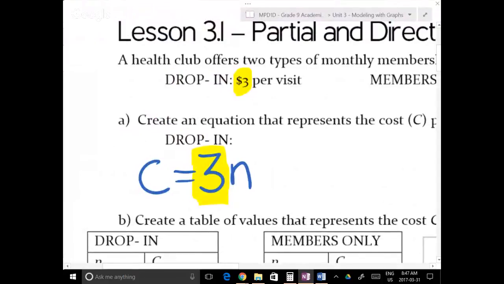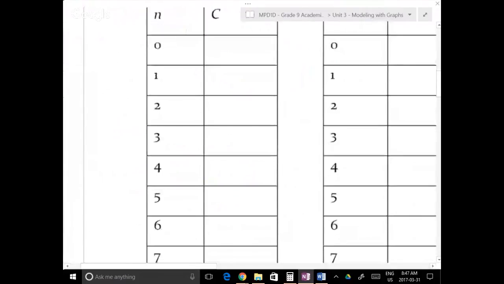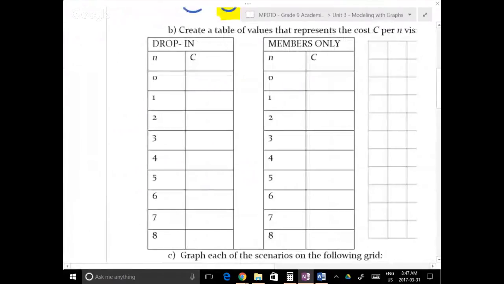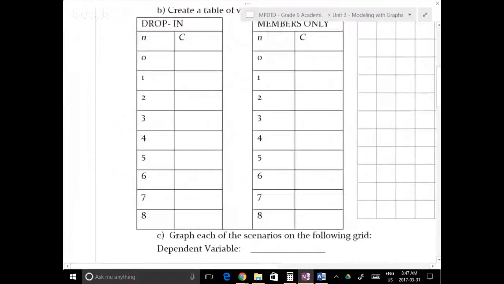So for the drop-in, that's pretty easy to calculate, isn't it? We just take 3, we multiply it by how many times we go. I want you to fill this table in down here. It shouldn't take you long at all. Okay, well, aren't you fancy? So take a moment, fill this in.